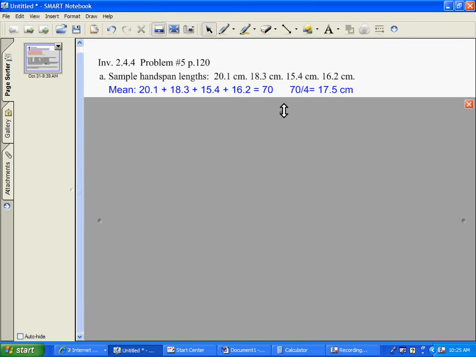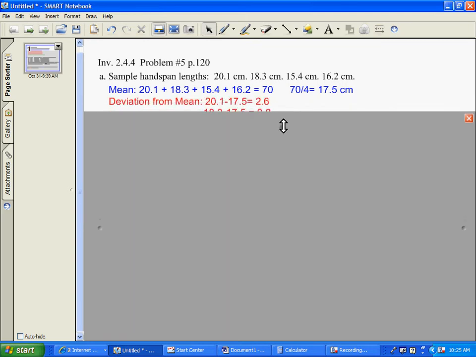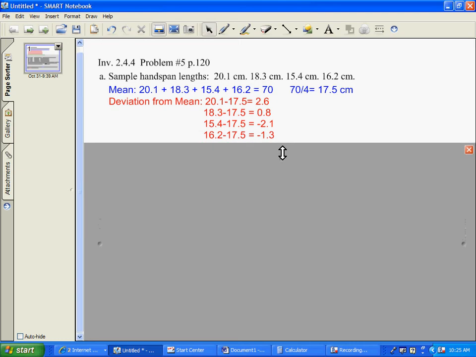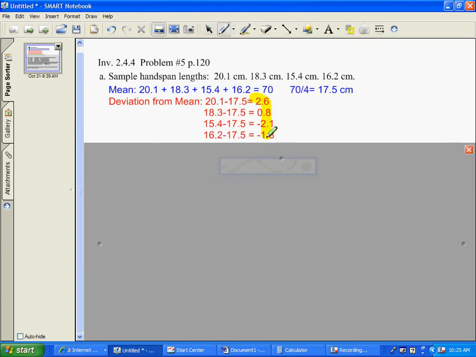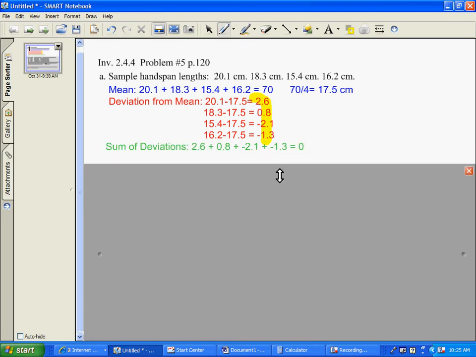Next, you were asked to calculate the deviation from the mean. If you recall, the deviation from the mean is simply the data values minus the mean, which in my particular case gave me these 4 values. If you recall from the last problem, when we take a sum of those deviations, we should end up with a value of 0. In this problem, you are asked to do that. I went ahead and added my 4 deviations together, and I did end up with a value of 0.